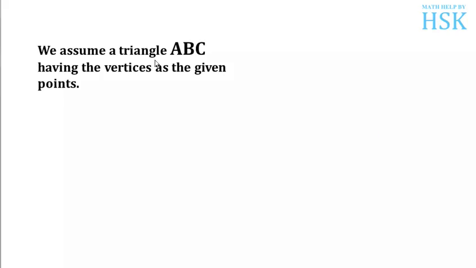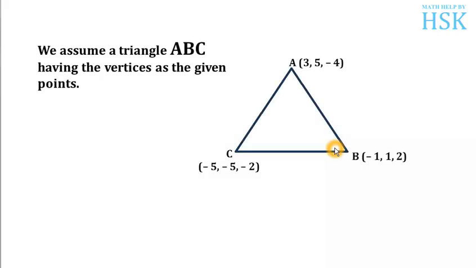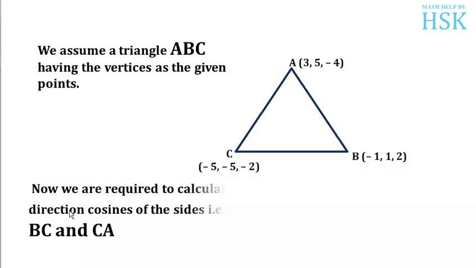So we assume a triangle ABC having the vertices as the given points. We have named the vertices as A, B and C. Now we are required to calculate the direction cosines of the sides AB, BC and CA.